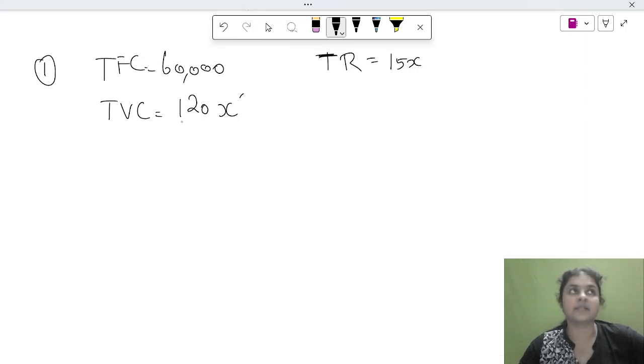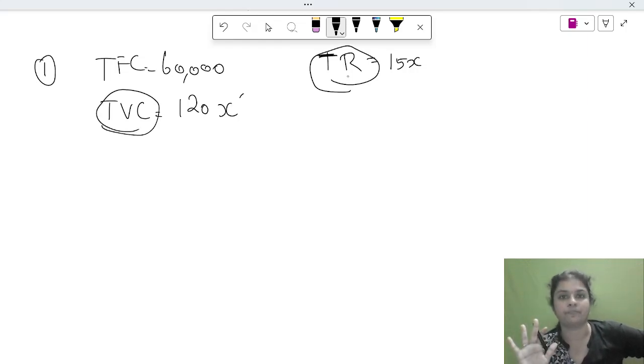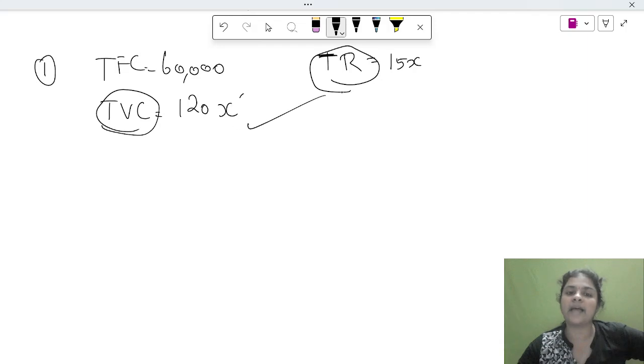Now how to find out the answer. They are asking you the monthly production cost. Remember, variable cost and revenue are not based on month. Variable cost and revenue are based on units. So variable cost and revenue will not change. You will keep it as it is. Whereas fixed cost, you have to divide it for months. So divided by 12.